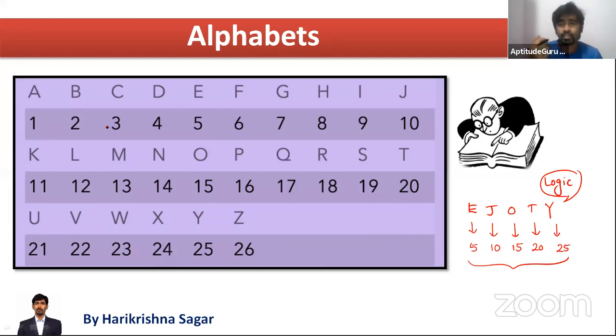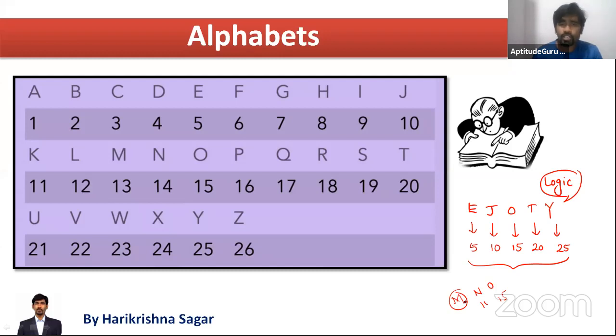So remember the strategy called EJOTY. EJOT will be helpful for you to extract the position of the alphabet. For example, what is the position of M? I know EJOTY, the multiples of 5: 5, 10, 15, 20, 25. So O is going to be 15. That means N is going to be 14 and M is going to be 13. So I can say M's position is 13.